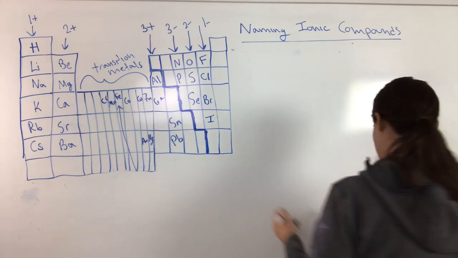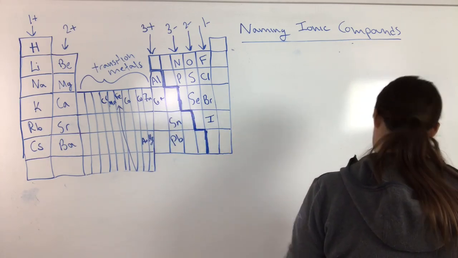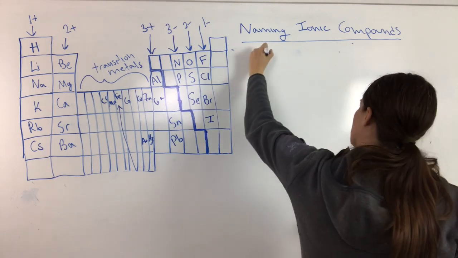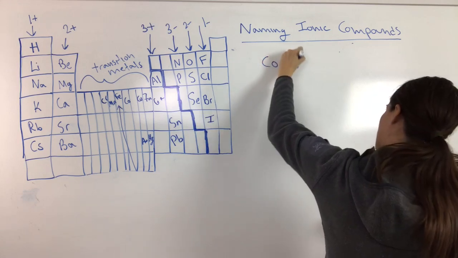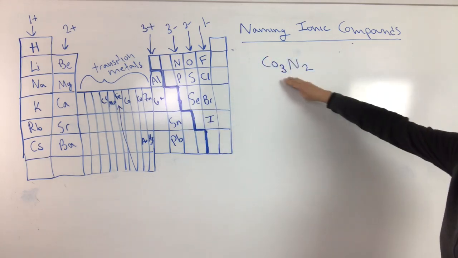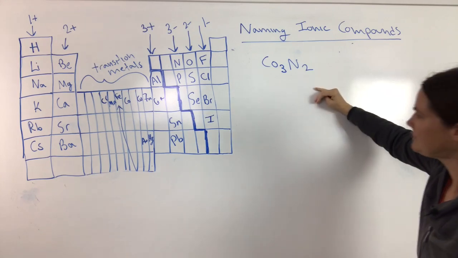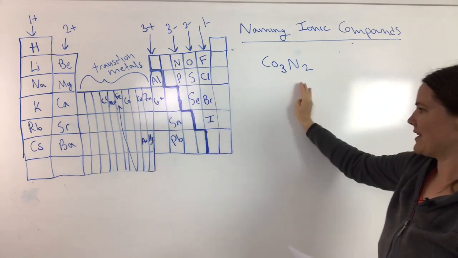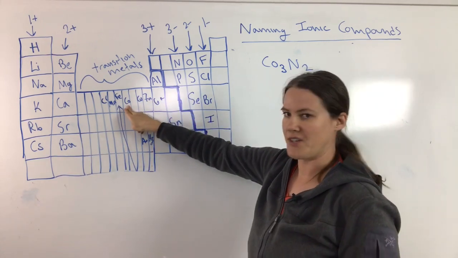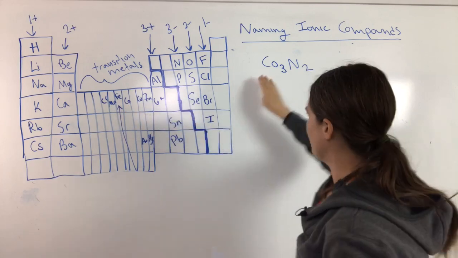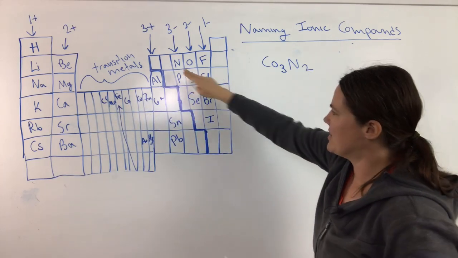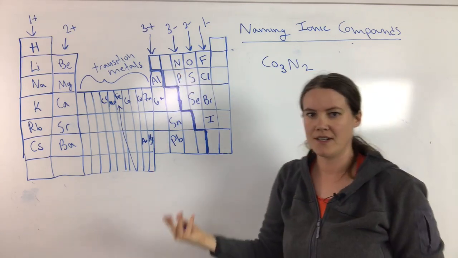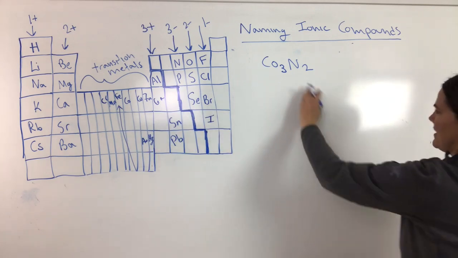So let's say that we have, let's do cobalt, Co3N2. So we're given this compound and we want to name it. So first of all, we want to figure out, okay, is this forming an ionic bond? So we have cobalt, which is a transition metal. So we have a transition metal here, and we have nitrogen, which is a nonmetal. So we have a metal and a nonmetal, so we know that this is forming an ionic bond.